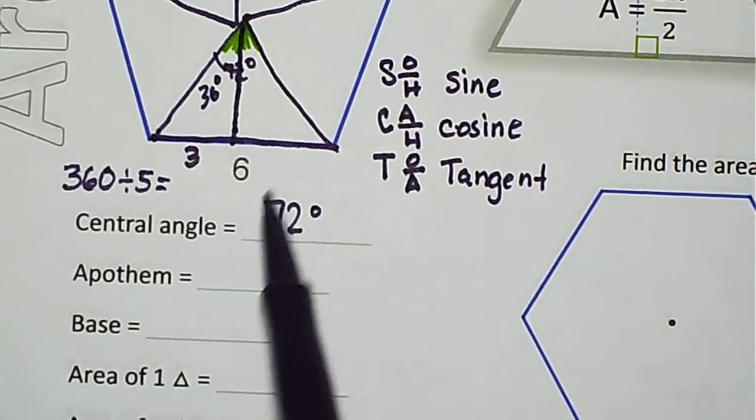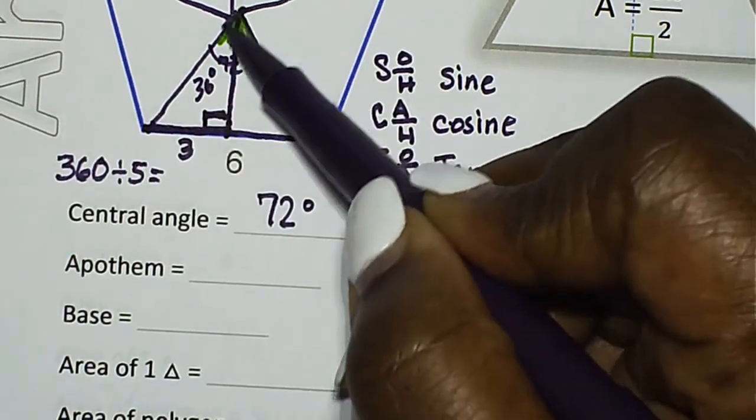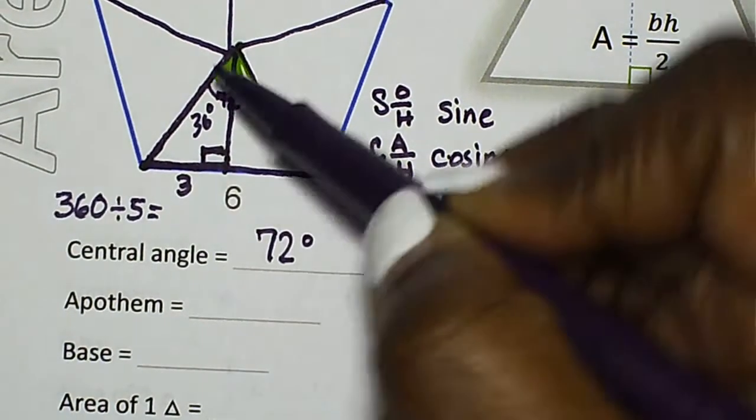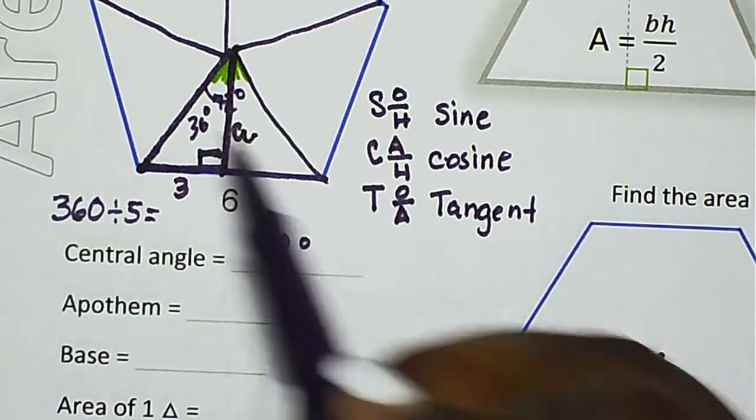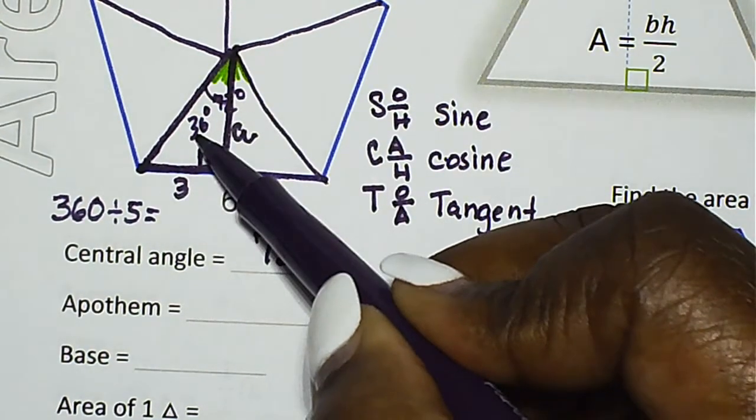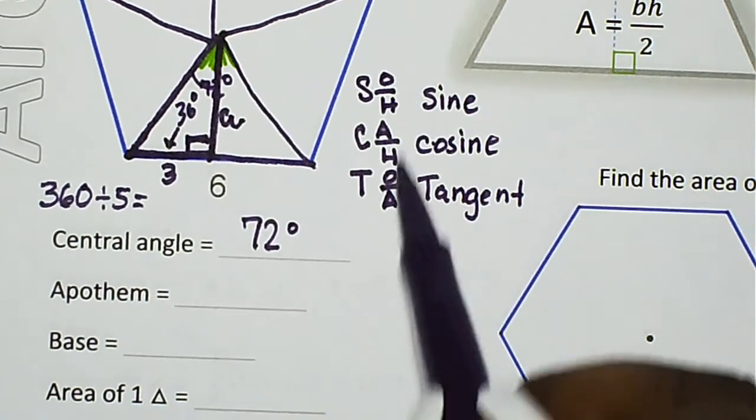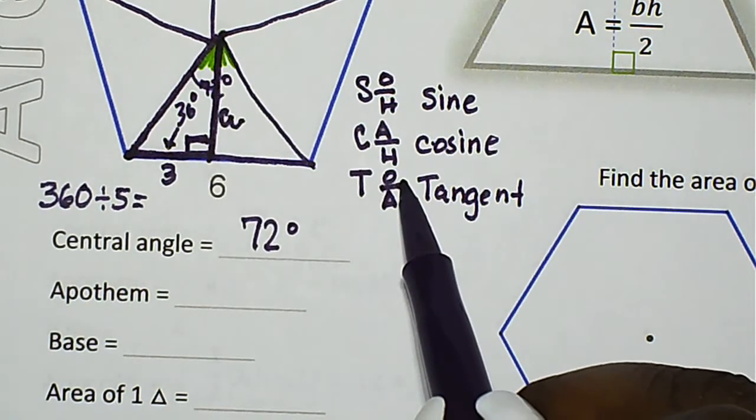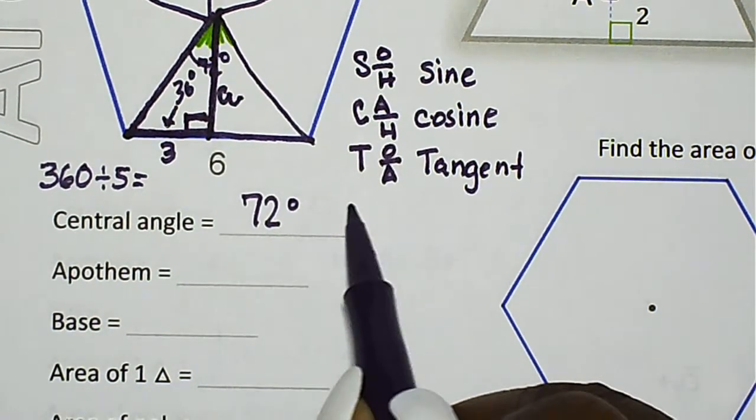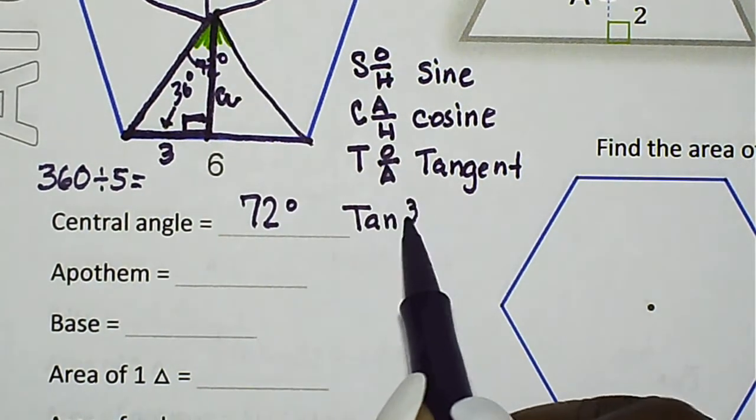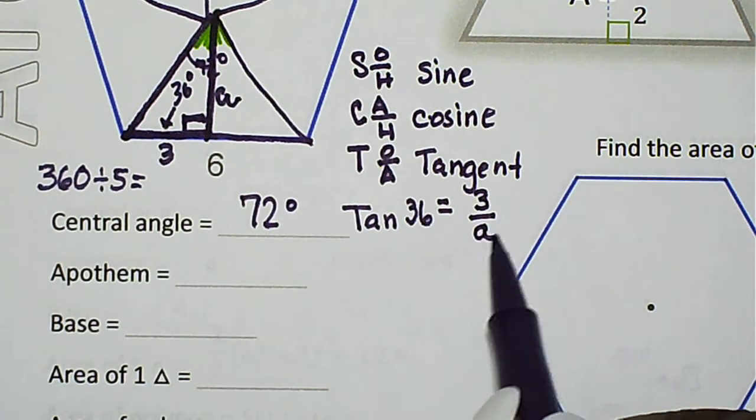So what do we have? I have a side. Here's the hypotenuse. Here's the apothem, which is another side. So what side do I have in reference to this angle? I have the opposite side. So I have opposite here and opposite here. And I'm looking for the adjacent side. So I'm going to use tangent. So I know that the tangent of 36 is equal to 3 divided by the apothem, which is 8.